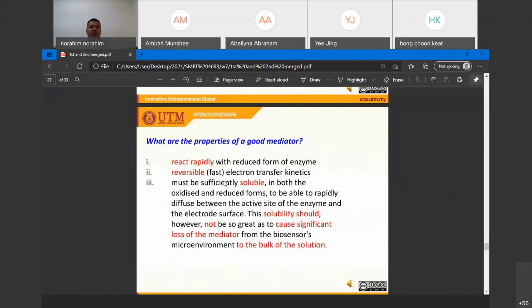Other properties of good mediators: it has to be sufficiently soluble. If it doesn't dissolve in the solution in the cell, it is very difficult for you to do detection. So in both the oxidized and reduced forms, it has to be soluble. It has to be able to rapidly diffuse between the active site of the enzyme and the electrode surface. Remember, we talked about mass transfer last week.